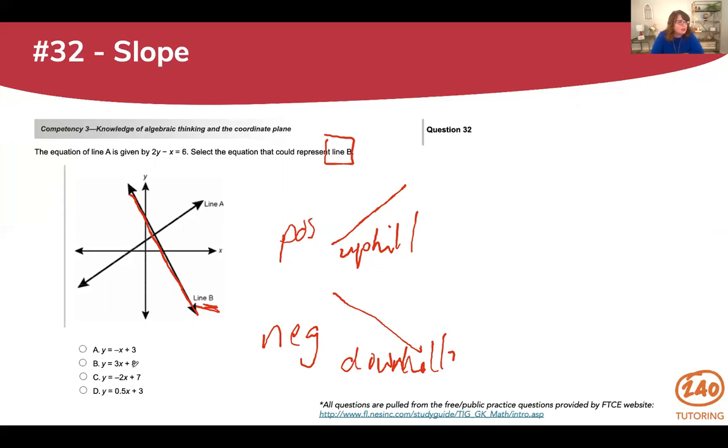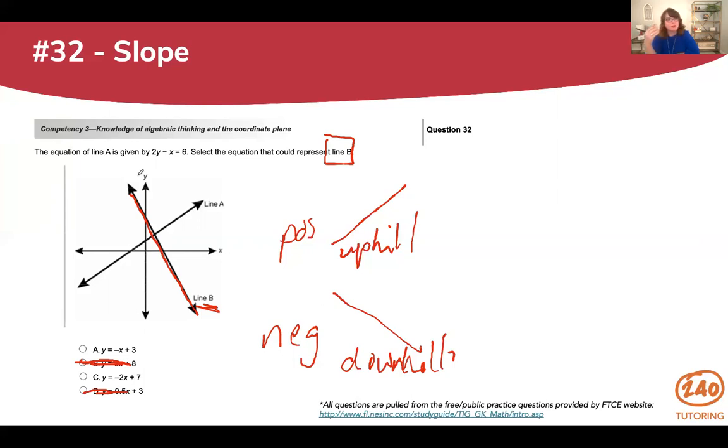So if I look at these answer choices, A gives me a negative, B is positive, C is negative, and D is positive. I can, without doing any math, rule out B and D because they're positive, and I know line B is running downhill, so the slope has to be negative. So even if you don't know anything else, if you can remember that, you've got a 50-50 shot of getting this question right. All right, line B is running downhill, so it has to be negative.